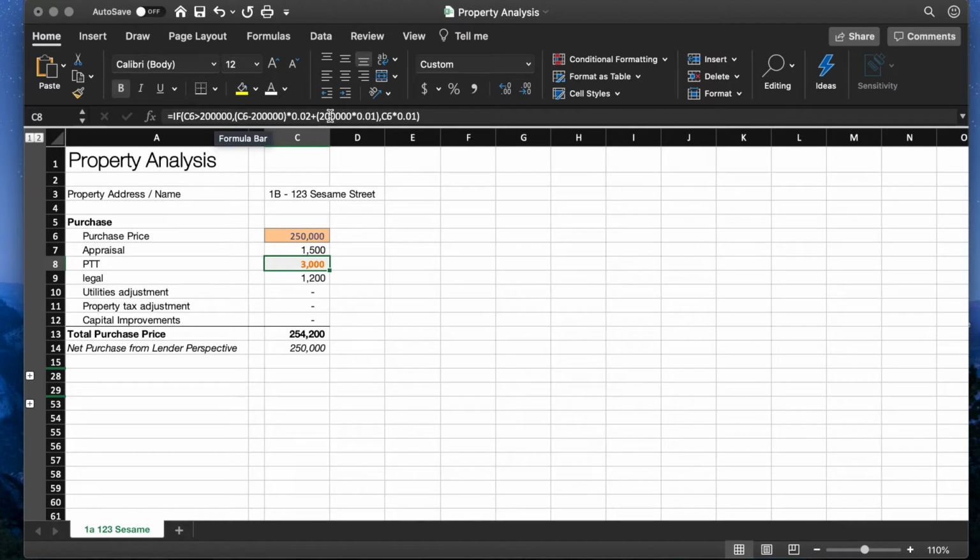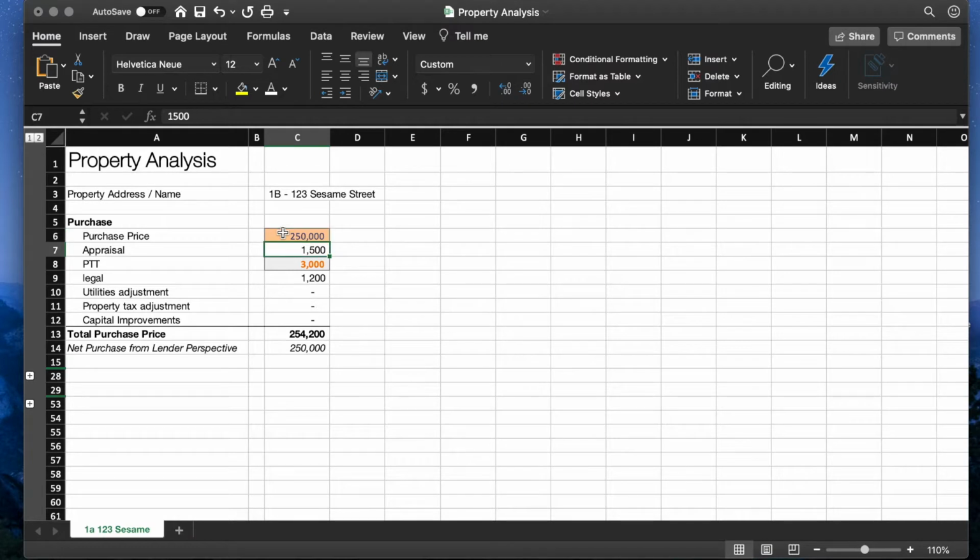In my jurisdiction, property transfer tax is 1% on the first $200,000 of a property and 2% on the remainder. I have an if statement that addresses this and helps me calculate that. If I adjust the property purchase price up, it does the calculation for me and I don't have to remember it again.